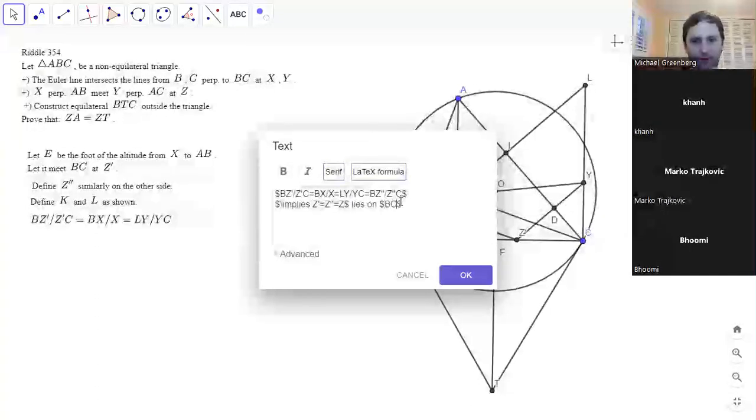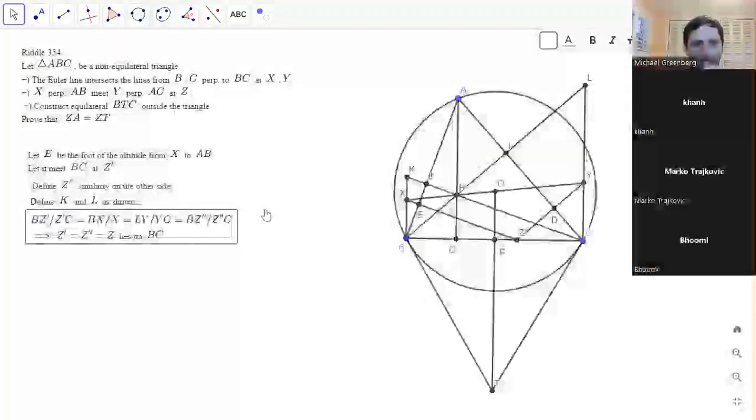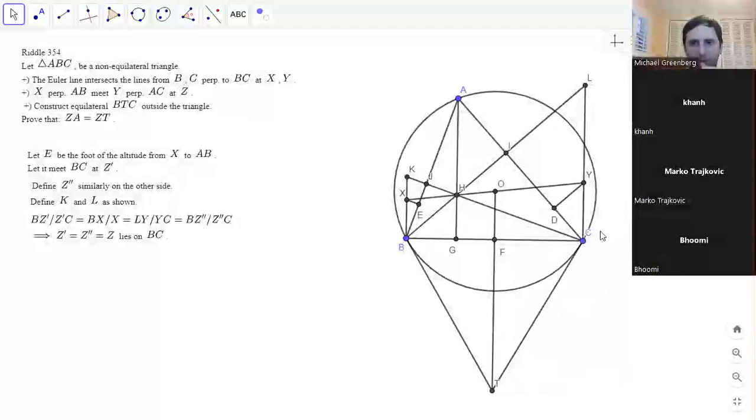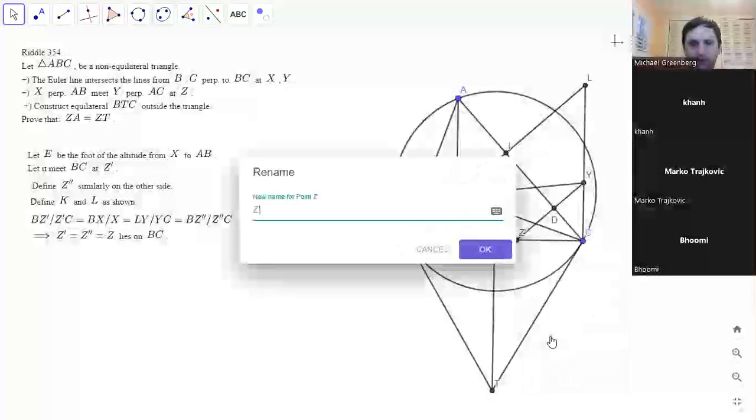All right, so that's step one. Whoops, didn't mean to do that. Step two is to show that ZA equals ZT.